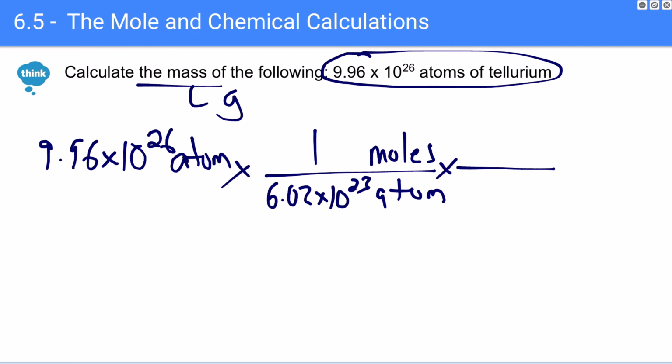Now we're not done, right? At the top of the step here, it says moles. We need to get grams. So we go another step. Now I can go between moles and grams. I just need to know the molar mass of tellurium.